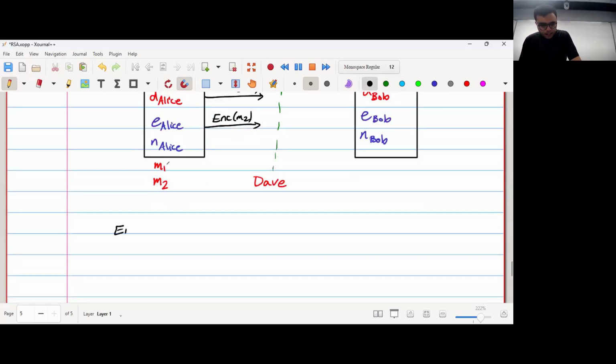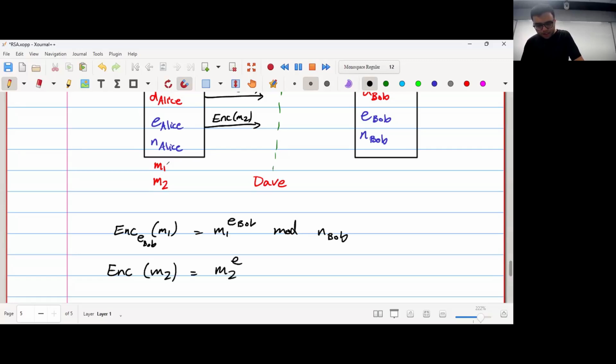But here's what's going to happen here. What is the encryption of M1 using the encryption key of Bob? It's just M1 to the power of this encryption key of Bob. Of course, modulo N of Bob, right? Now I can look at the encryption of M2. And this is M2 to the power of the same encryption key E, modulo the same thing.